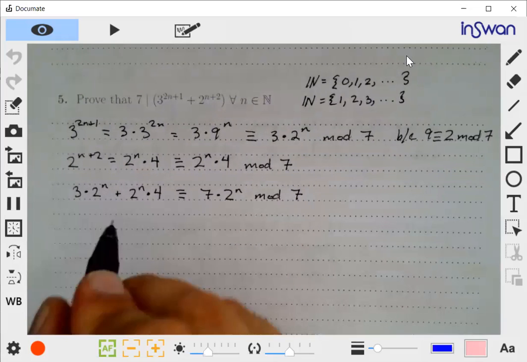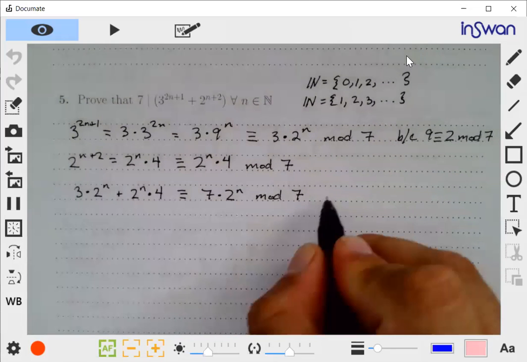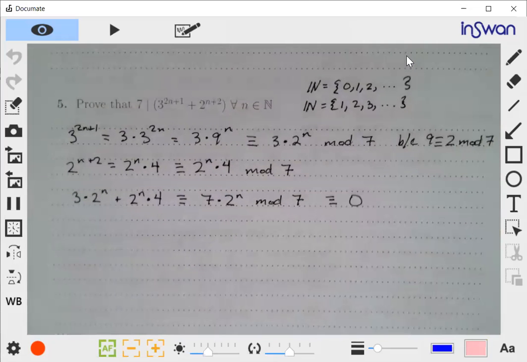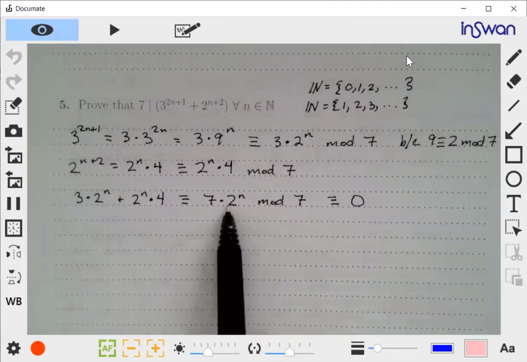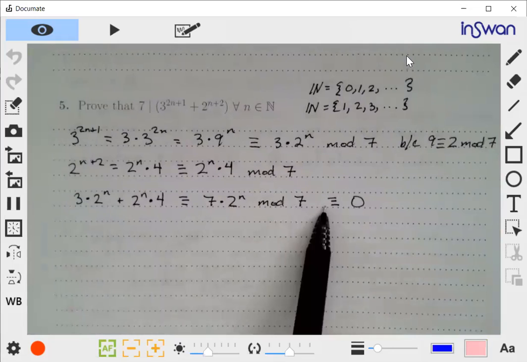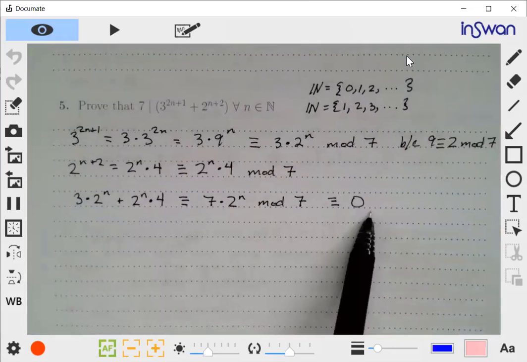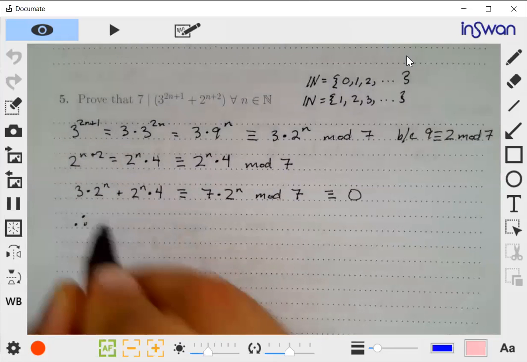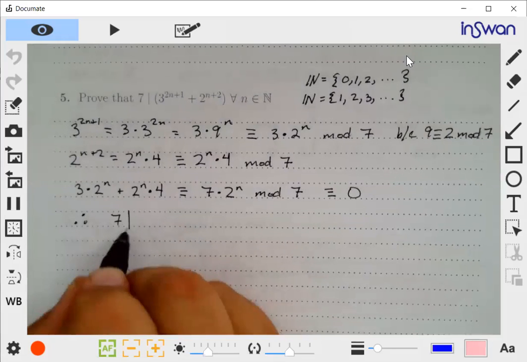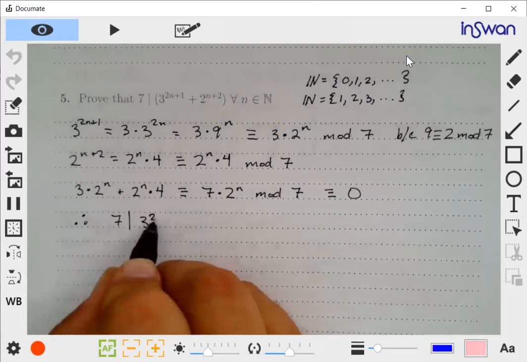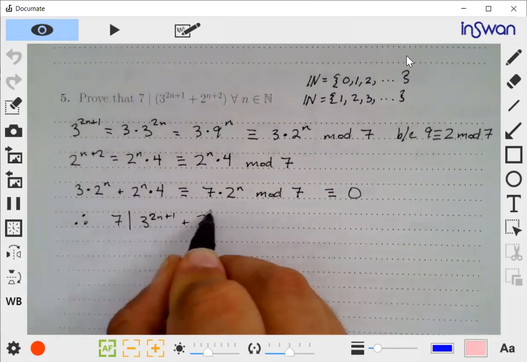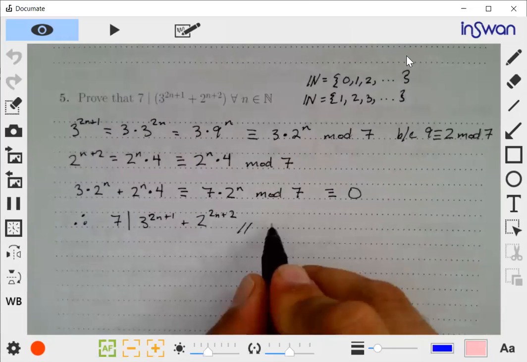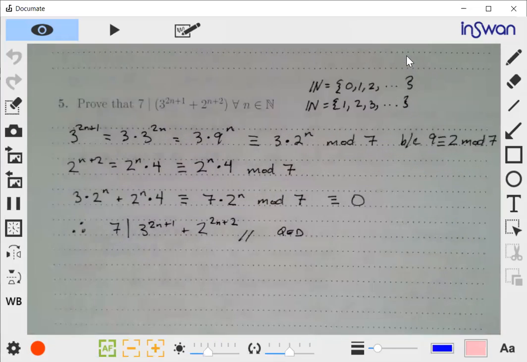And what do we know about this? We know that that would be congruent to 0, because if I have 7 times a number modulo 7, then the remainder when dividing by 7 is 0. So, therefore, 7 divides 3^(2n+1) + 2^(n+2), which is what we were trying to demonstrate. Quod erat demonstrandum.